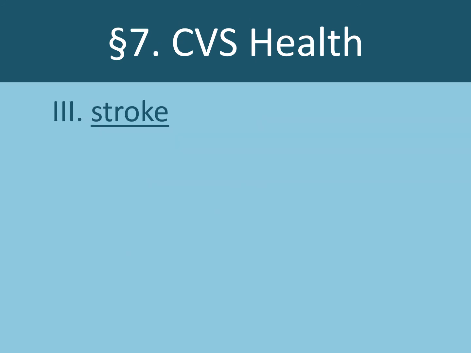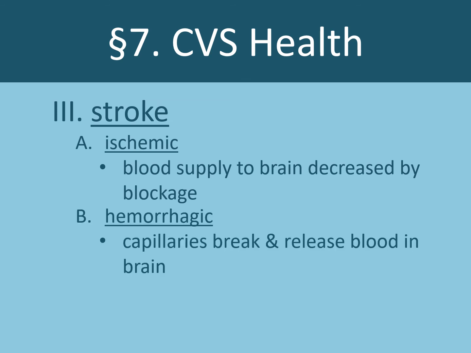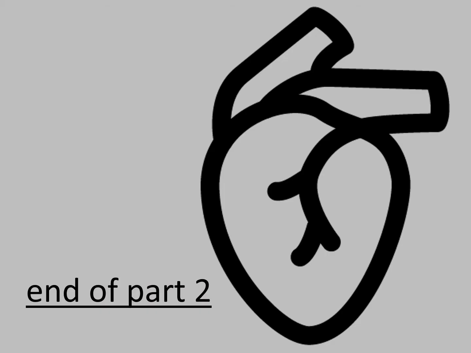Atherosclerosis, if unchecked, can lead to heart attack or stroke. And finally, let's discuss stroke. A stroke is poor blood flow to the brain, which leads to the death of some of the brain cells. There are two types of stroke. Ischemic stroke is when the blood supply to the brain is decreased by a blockage. Hemorrhagic stroke is when capillaries break and release blood into the brain and put pressure on the brain's tissues. And that concludes our voiceover lectures for Chapter 11 on the cardiovascular system.